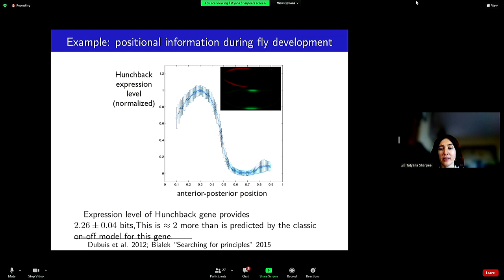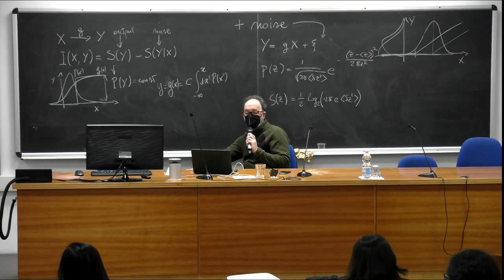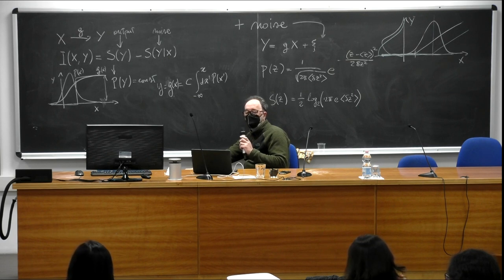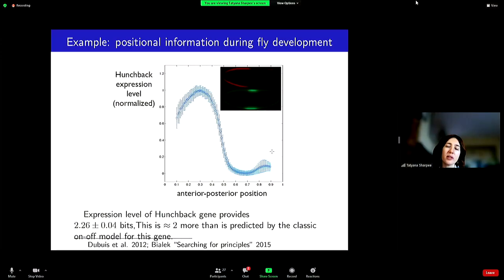Any questions? Any question? So in this case, I guess the function g is nonlinear, right? Yes, so he does it for various axes independently and then integrates over x, assuming it is a uniform distribution.